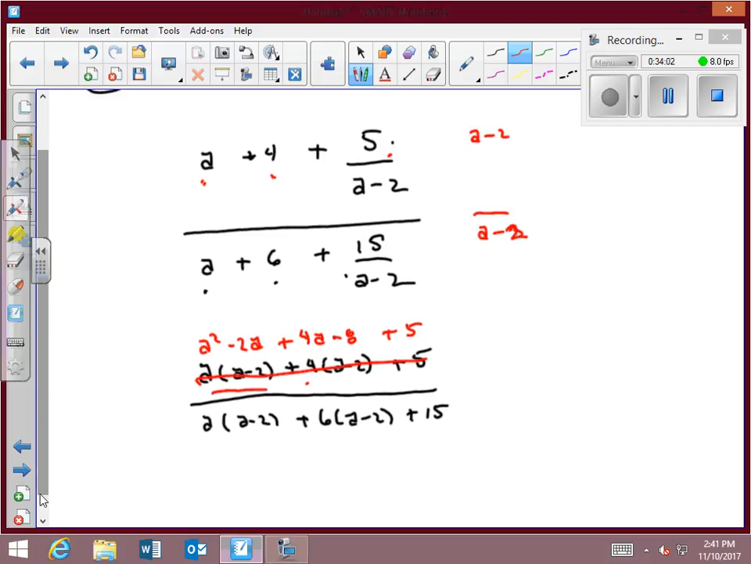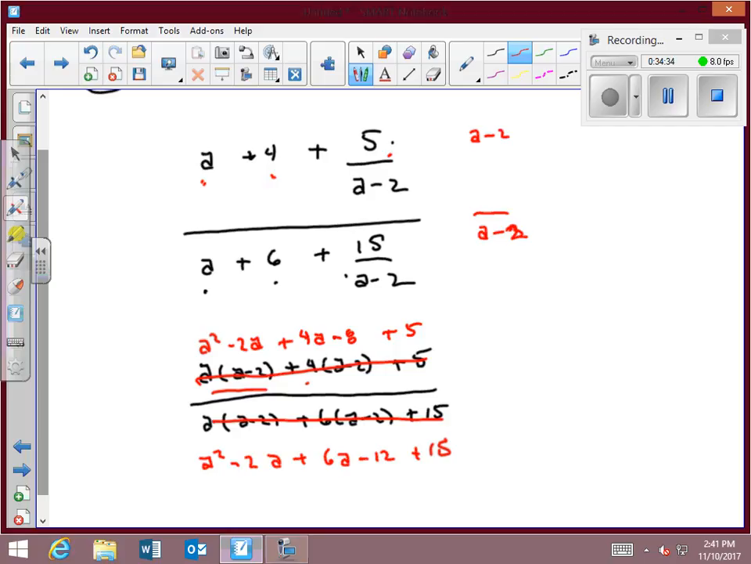Now you tell me on the bottom, what's it going to be when I distribute? The first term on the bottom is going to be what? A squared, 2A, okay? Just exactly like that numerator, right? Now what do we have to do? Combine like terms and write it in descending order.